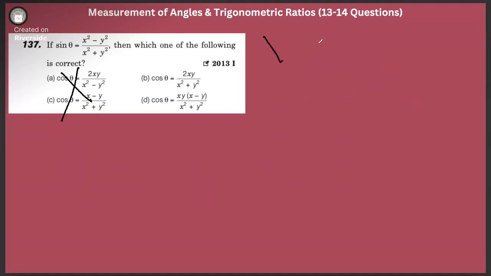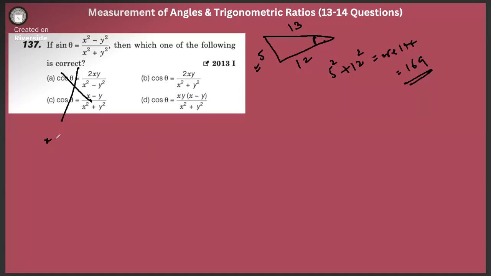Can we choose some other value? 5, 12, 13, something like that? So if we choose something like that, sine theta is what? Opposite by hypotenuse. In order to find the hypotenuse over here, in the denominator we'll be having 5 square plus 12 square, right? This is like 25 plus 144, 169. How do we get 5 in the numerator?